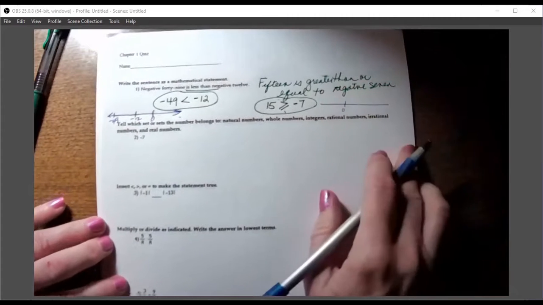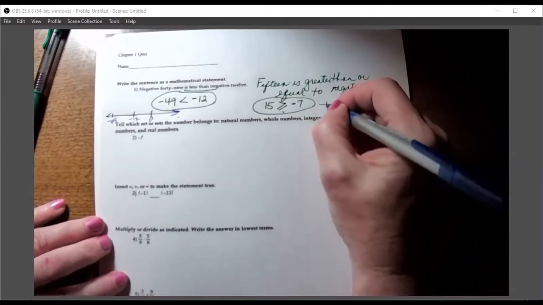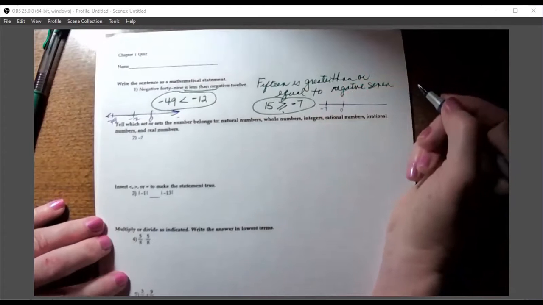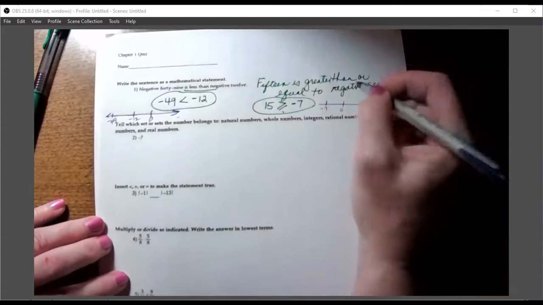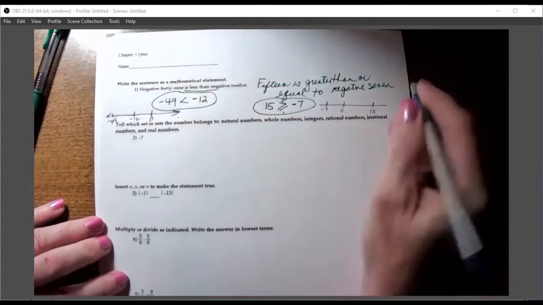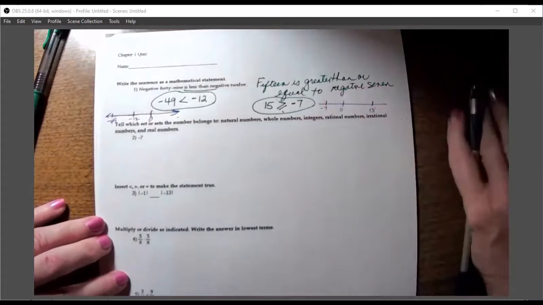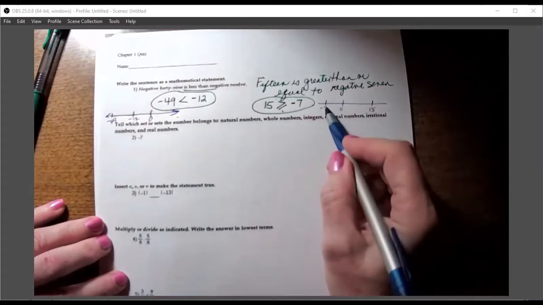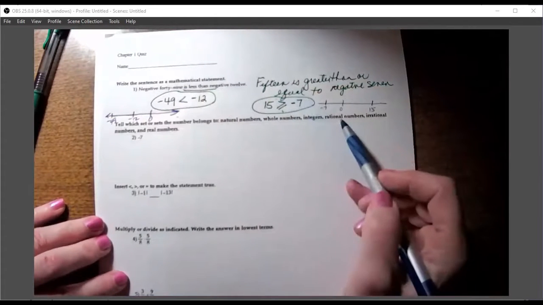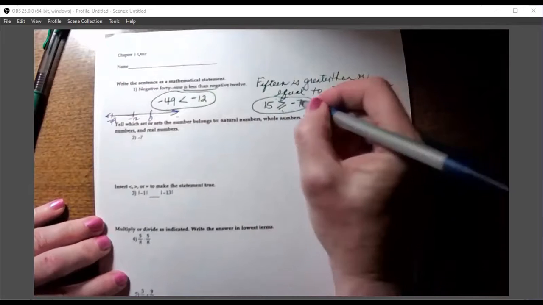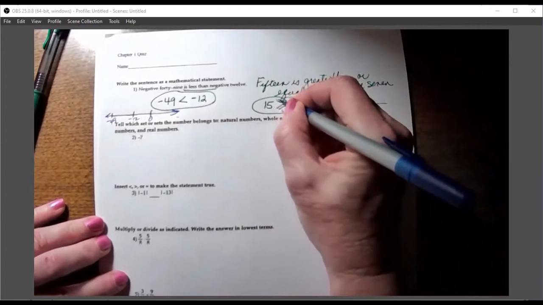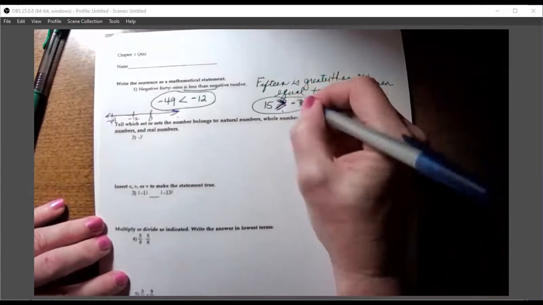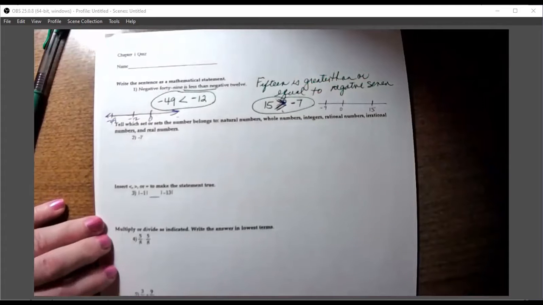Here, if I have a number line with 0, here's my negative 7 on my negative side of 0. Here's my 15 on my positive side of 0. Notice negative 7 is to the left. Negative 7 is smaller. That's why this is pointing to the negative 7.